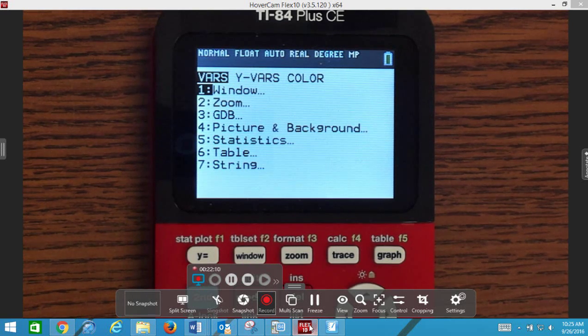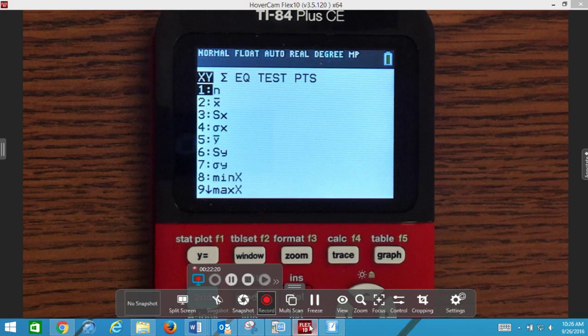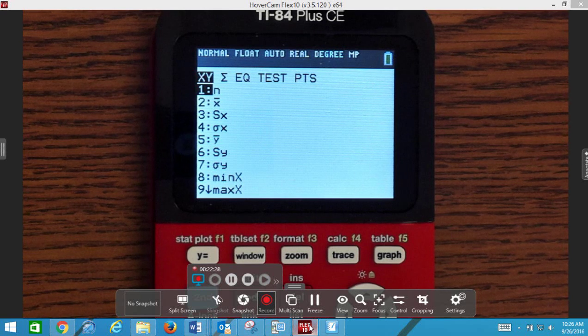And then I'm kind of writing this down as I do it. So you're going to click bars, and then you're going to choose statistics, which is number 5. Once you've chosen statistics, you'll see this screen that pops up. We have to arrow over twice to get to EQ.